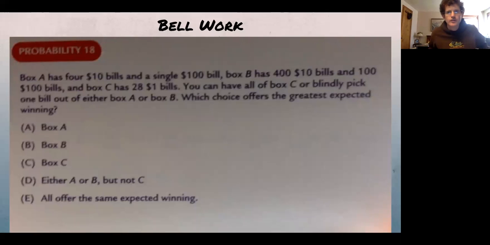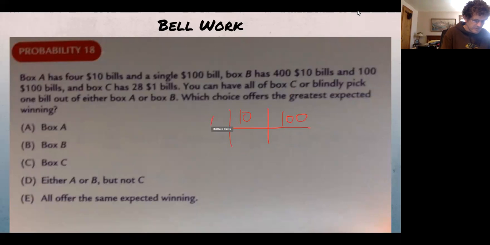So with this one, we're trying to find the expected value for all three of these scenarios, box A, B, and C. Now, we can figure out pretty quickly that we have two different outcomes for box A, which is getting $10. All right, here we go. So we've got $10 or we've got $100.